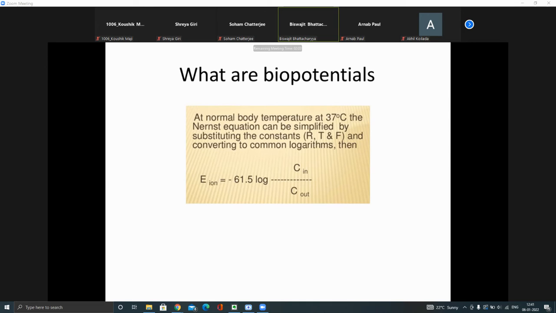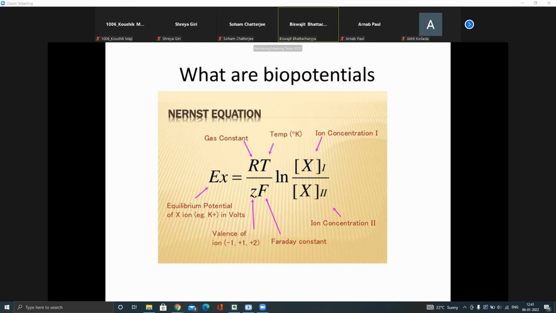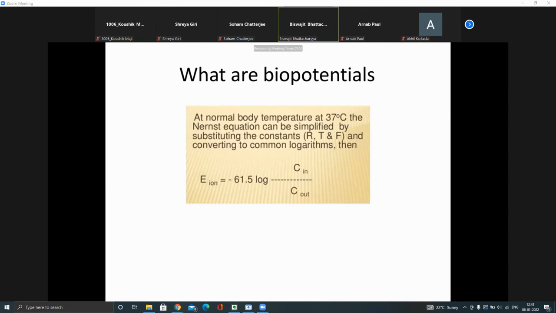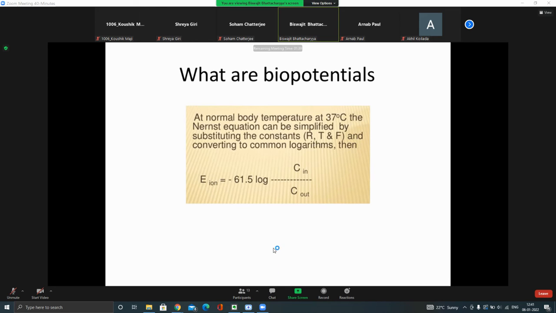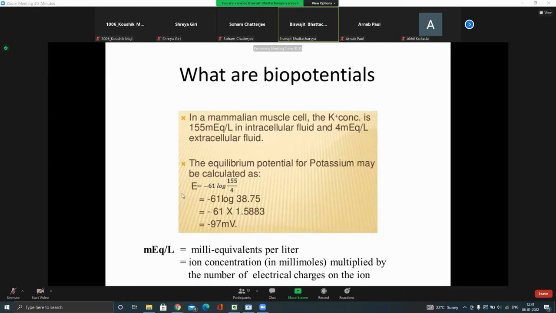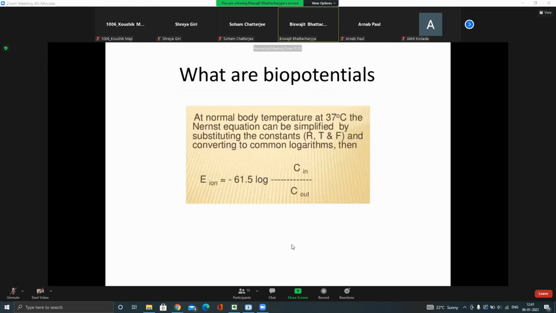So at normal body temperature, if you put the different values of R, T, and F, the gas constant, temperature, and all such things, the formula comes out as minus 61.5 log C in by C out. Here C in is the concentration in the inner part of the cell, and C out is the concentration in the outer part of the cell. So as an example, 61.5.